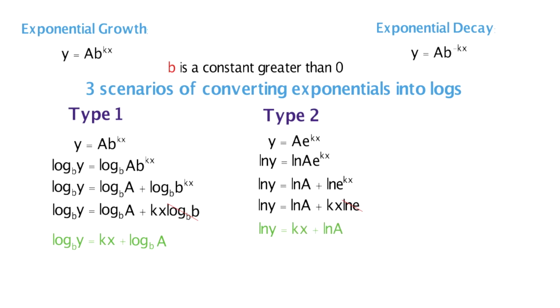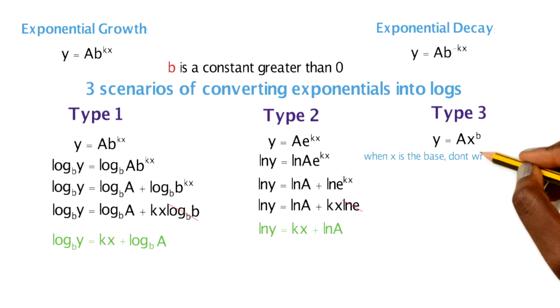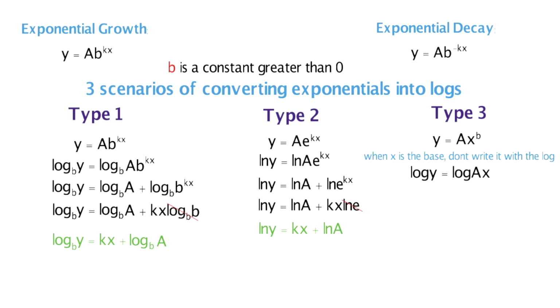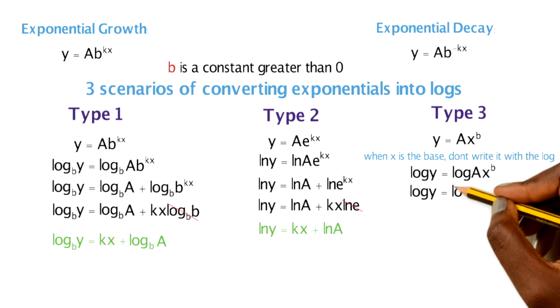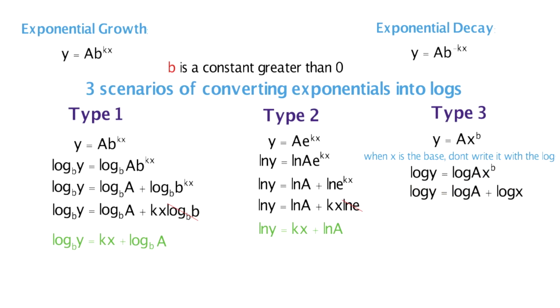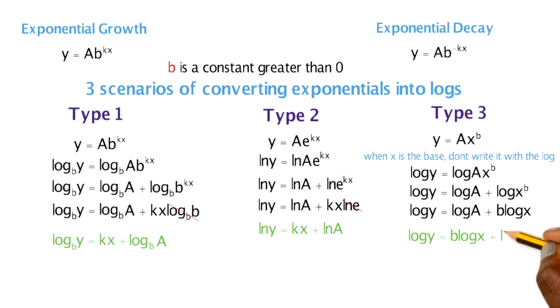And then the last scenario is more to do with x being our base. So not e, not another constant, but the actual x. So when x is your base, you're not going to write the actual base next to the log. You don't, because if you do that, you're going to end up cancelling out x from the final answer, which we don't want to do with our straight line equation. So this is going to leave us with log y is equal to log a plus log x to the power of b. The power is going to move down, and then this is how we would leave it. Okay, this is the difference.